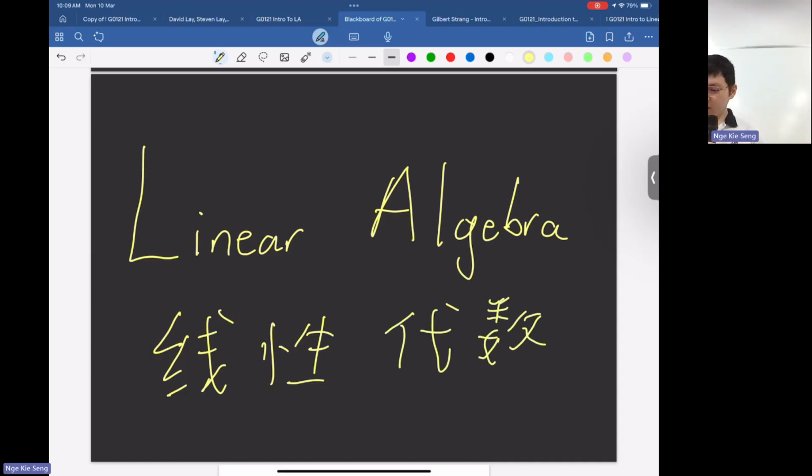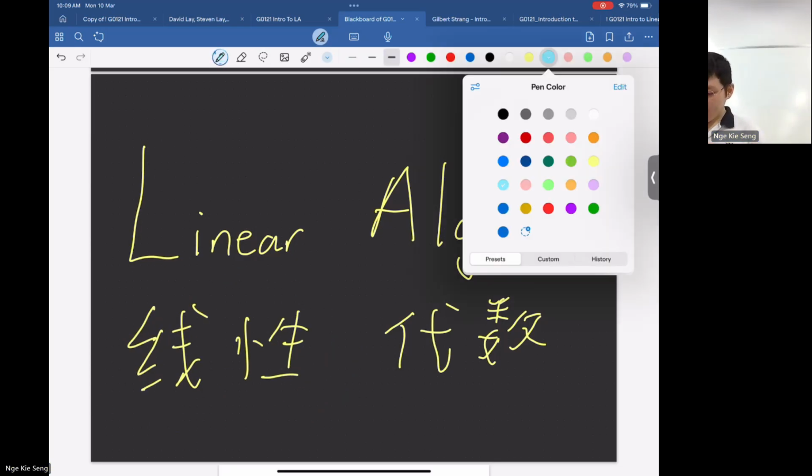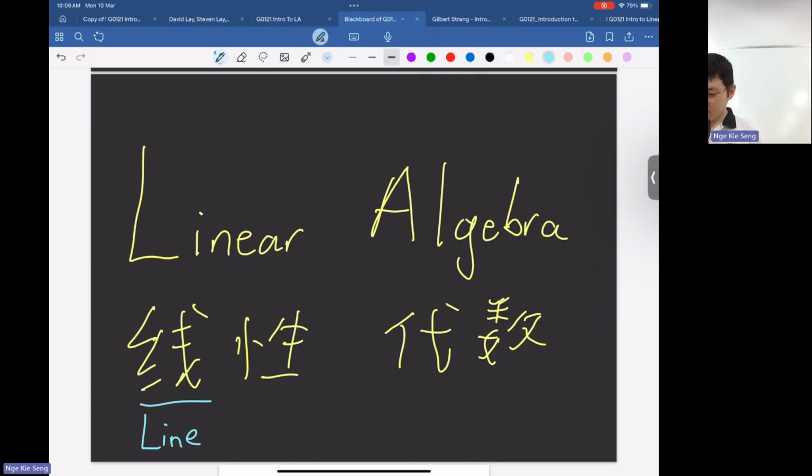So in Chinese, it's very clear, right? Xian. What is xian? Line. Did you see line here? Linear. So this course is about lines. We study lines, correct or not? Because we look at vectors, the line vectors, and then we look at their span, the span of them. And then we see how these lines get changed, right or not?